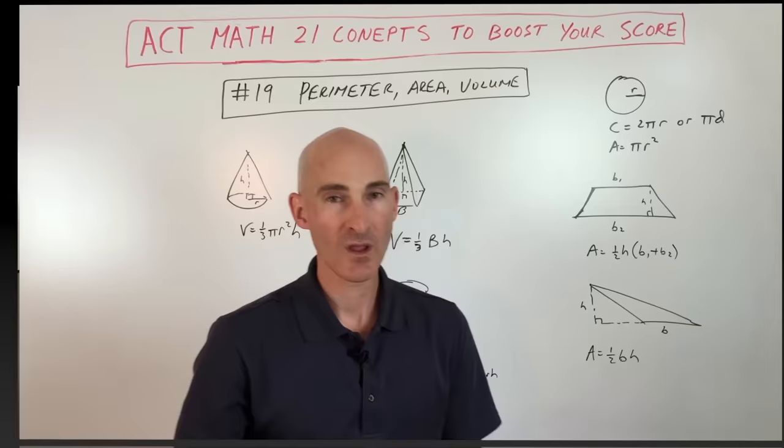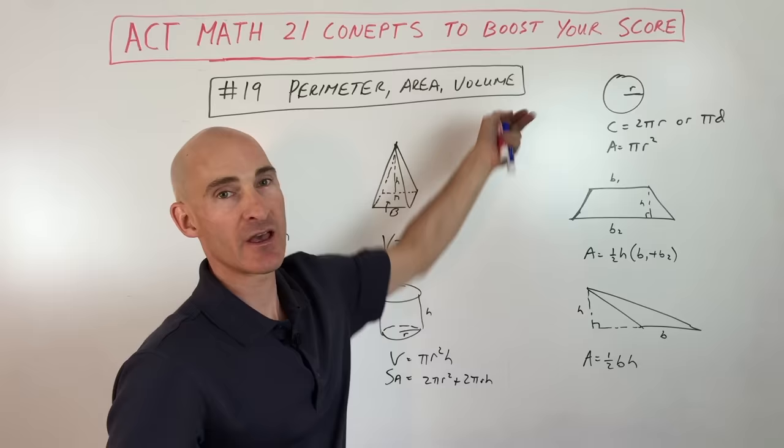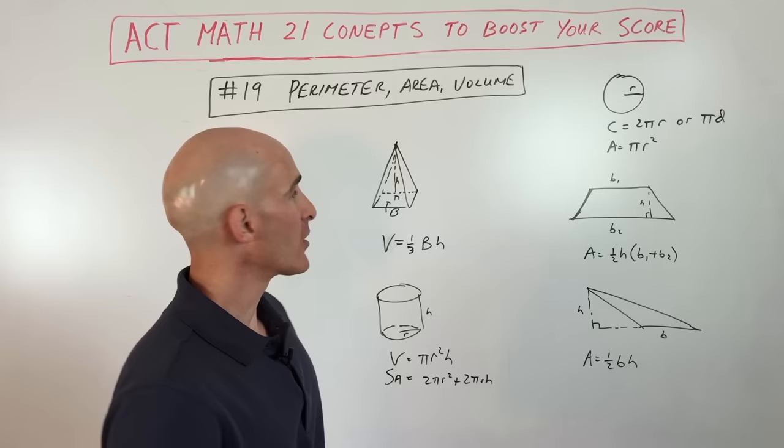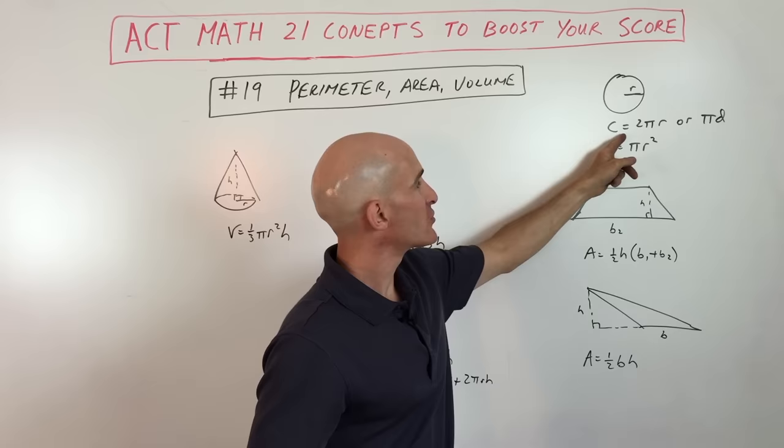Okay, number 19, we're going to talk about perimeter, area, and volume. And this is just a reminder that it's important to know these concepts on the ACT, knowing perimeter, area, and volume. So we'll just go over the formulas real quick here. For a circle, you want to know the circumference, 2 pi r, or pi times diameter, and the area equals pi r squared.